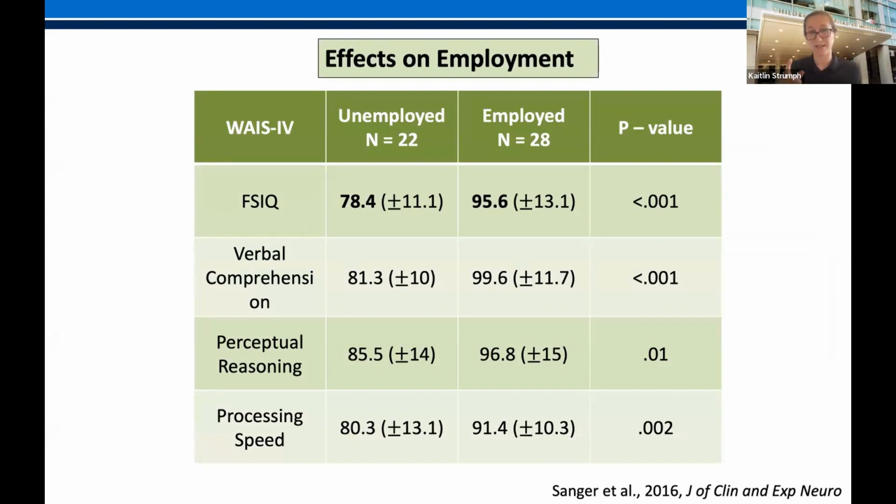This is also looking at the effect of full-scale IQ and other neurocognitive deficits, looking at the effects on employment. So at the top right, you see this is full-scale IQ. So in patients who were unemployed, they had a lower full-scale IQ compared to patients who were employed. This is just looking at people who have sickle cell disease. So these neurocognitive deficits really have real-world consequences, right?